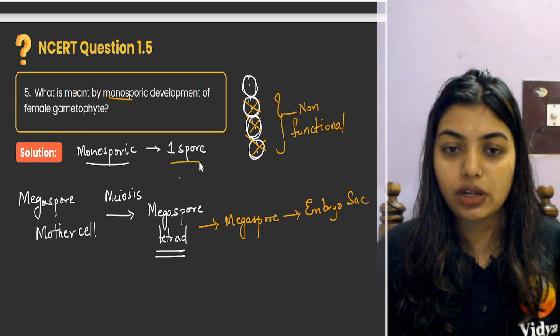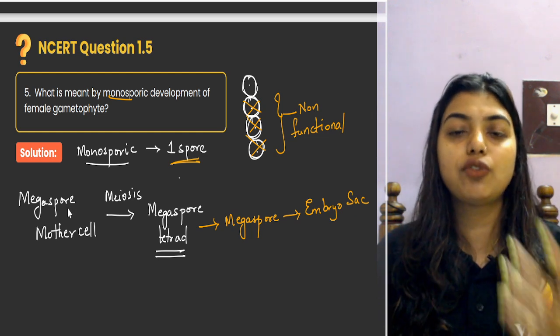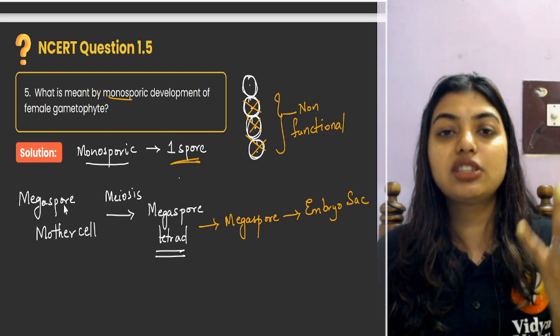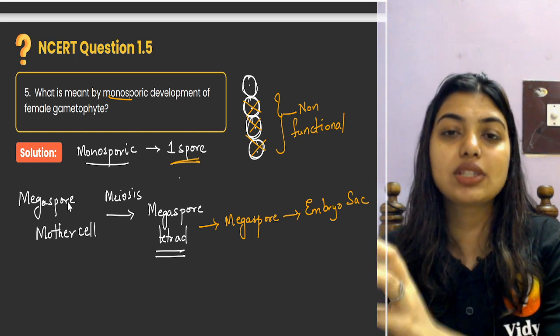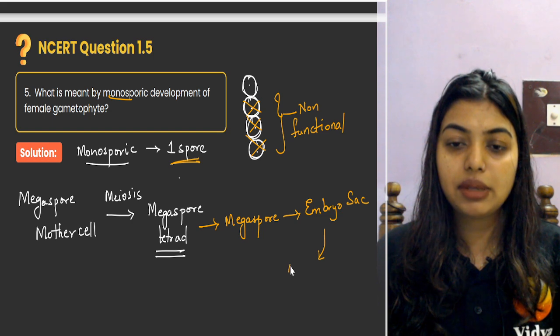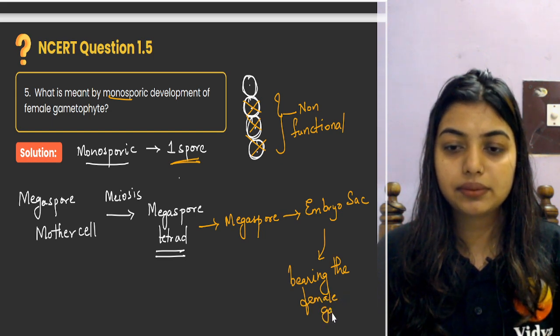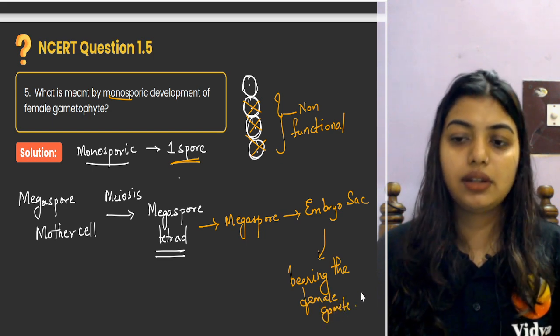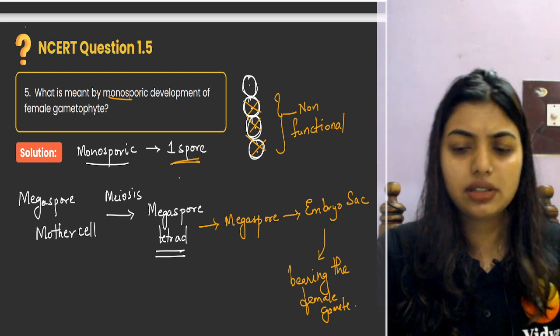So one spore, that is the meaning. The megaspore mother cell undergoes meiosis to form a megaspore tetrad, out of which three become non-functional and only one becomes functional, to end up forming the embryo sac bearing the female gamete. Bearing the female gamete, you have to tell. Done? Got it? Very easy question.